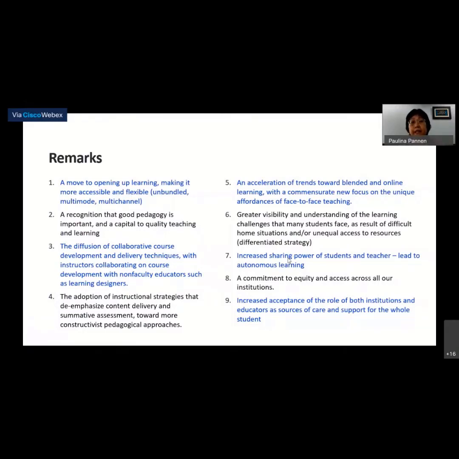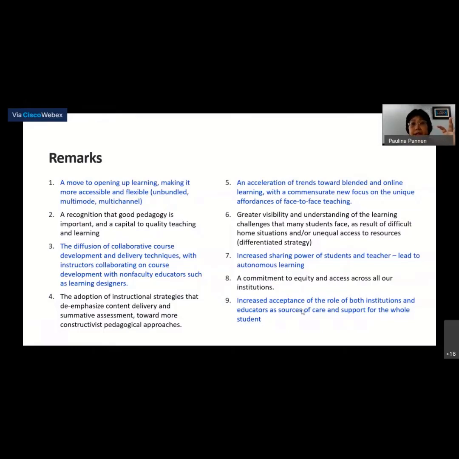And then we see right now that since the meeting is not in the classroom where the teacher is the authority of the classroom, there is an increased sharing of power between students and teacher, especially with the guidelines provided by the teacher. The students can do their project at their own pace, on their own time, with their own strategy. And this leads to autonomous learning. And then there is also a commitment to equity and access across our institutions, especially the government, I believe. That is what Dr. Renee just now mentioned to us.